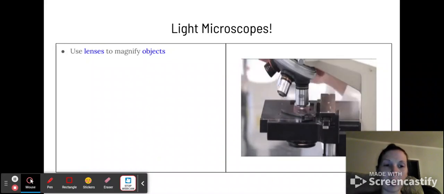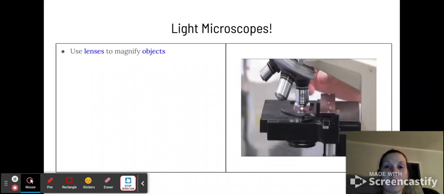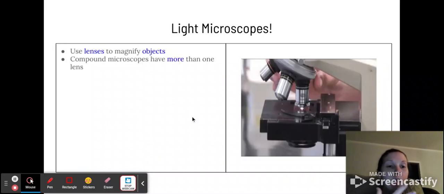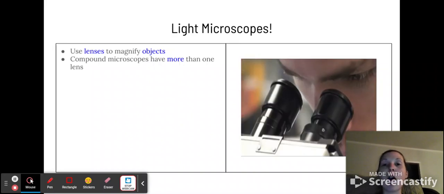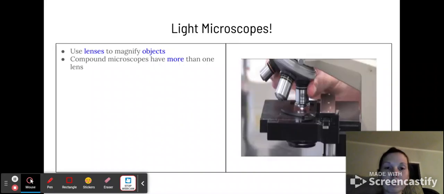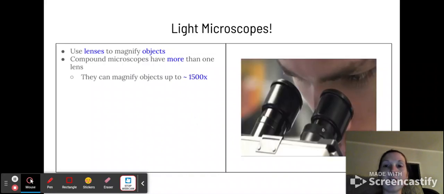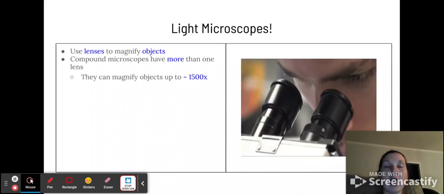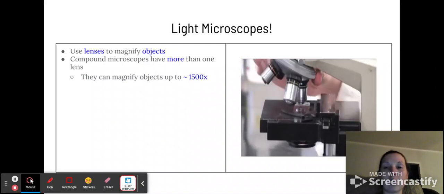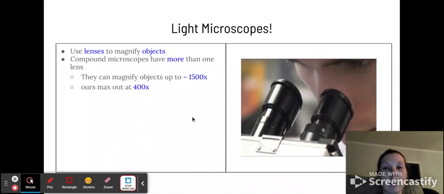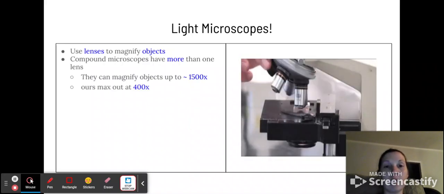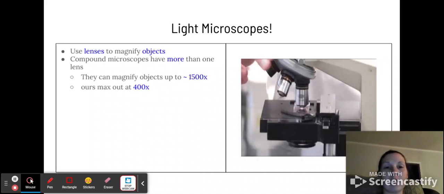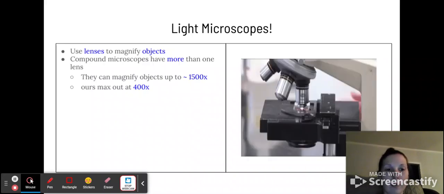So the type of microscope that we come in contact with most often, that you'll be using in this class, is a light microscope. This uses lenses to magnify the organisms or the objects you're looking at. A compound microscope has more than one lens, and they can magnify objects up to around 1,500 times the original size. But the ones that we tend to use in schools are around 400 times max viewing. So we have three different magnifying lenses that we will look through. I think it's 10, 100, and 400 that we can view these at.